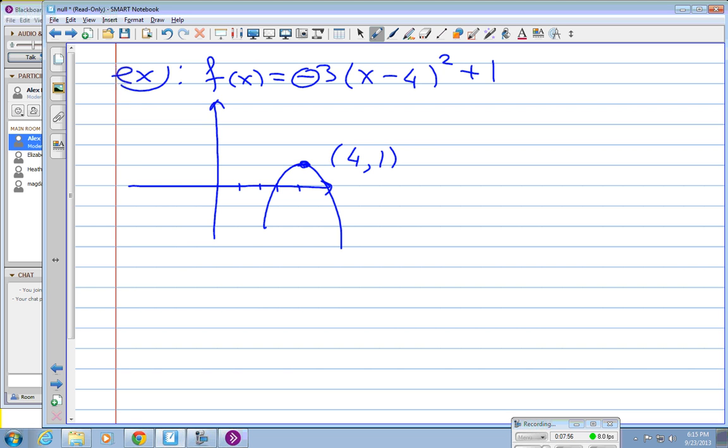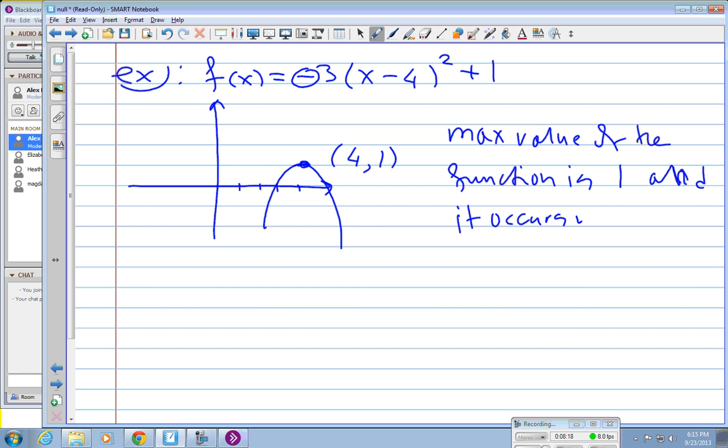Does that make sense? So the maximum value of the function is 1, and that occurs when x equals 4. So pretty straightforward, right? If we understand all the shifts and the function is given in this form, then life is really good.